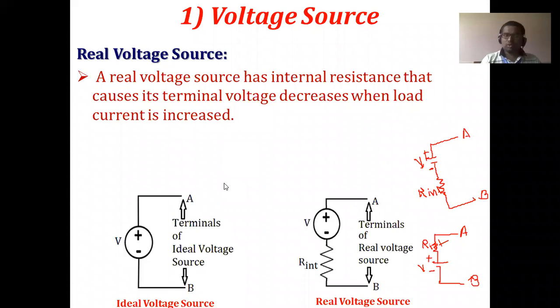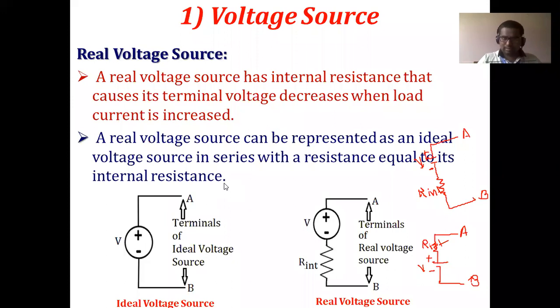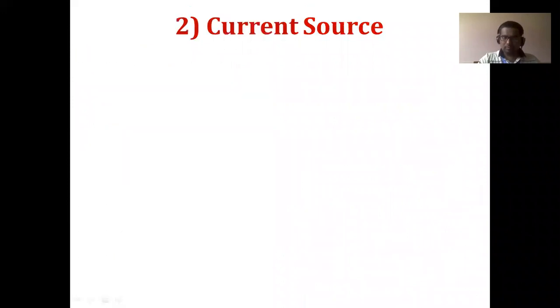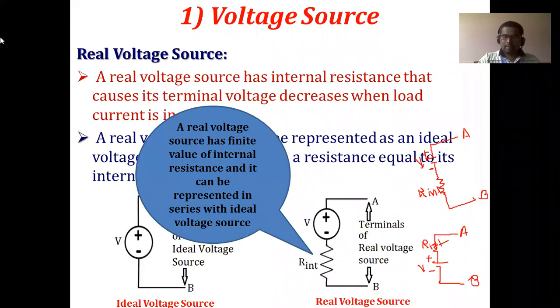Is it right? So this is about the real voltage source, and now we will see what I have written. The real voltage source can be represented as an ideal voltage source in series with a resistance equal to its internal resistance. Now let's see that example here. I have written some points about the internal resistance. A real voltage source has a finite value of internal resistance and it can be represented in series with the ideal voltage source. We discussed this thing here. Okay. Now, if I want to show these things, let me take one slide and then try to solve one example here.